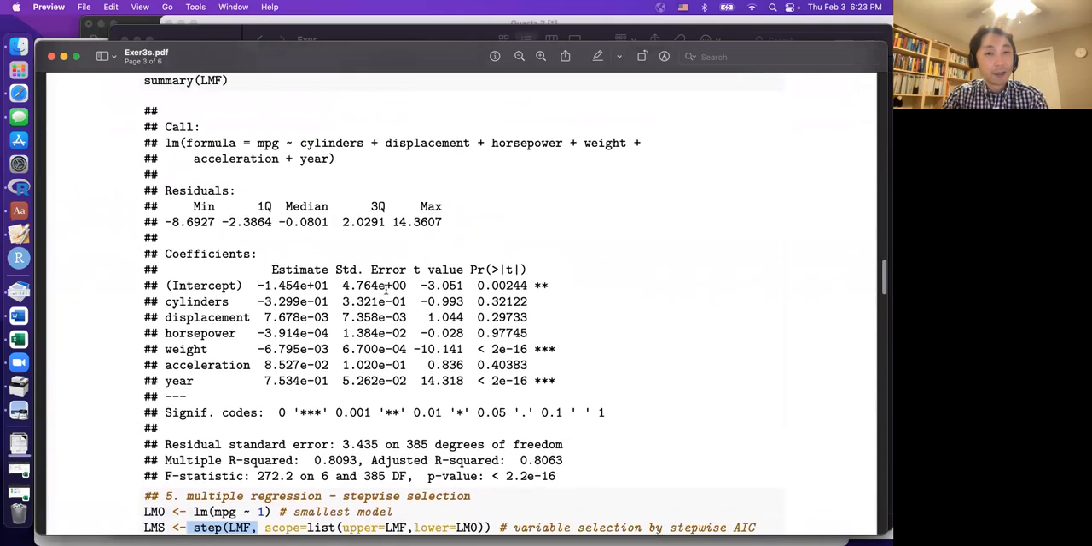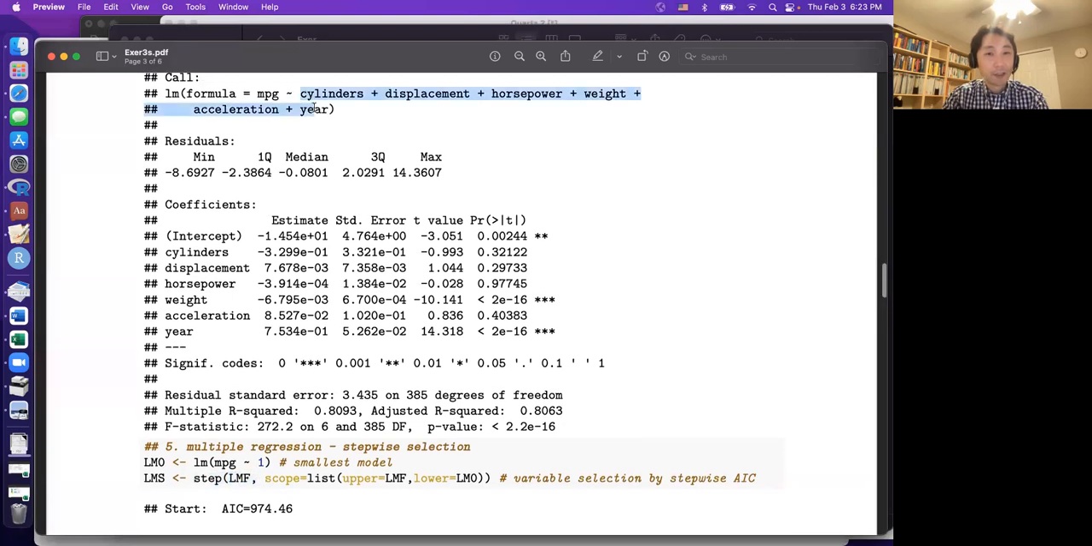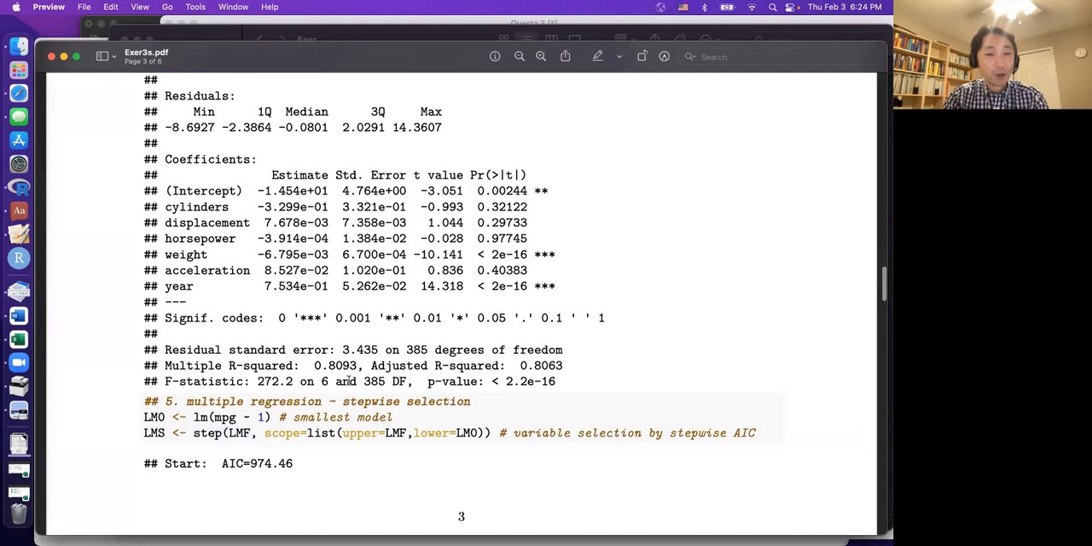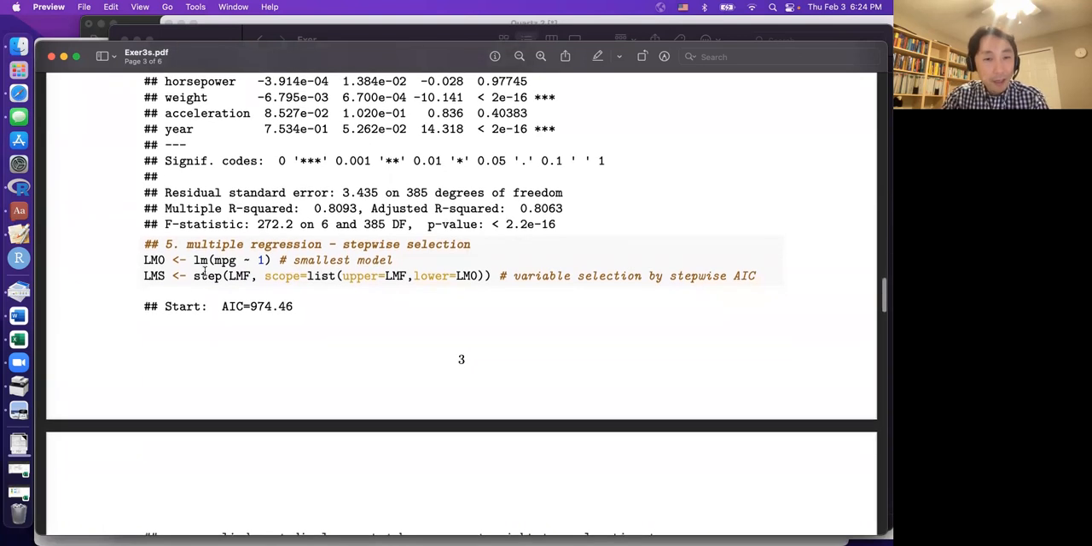So basically, we start with the largest model, in this case the LM full model, the model with these variables. Then we drop one variable at a time, and sometimes we add one variable at a time, drop, add, drop, or something, to reach the best model. Actually, this may not be the global optimal model, but at least we can get a reasonably good model.